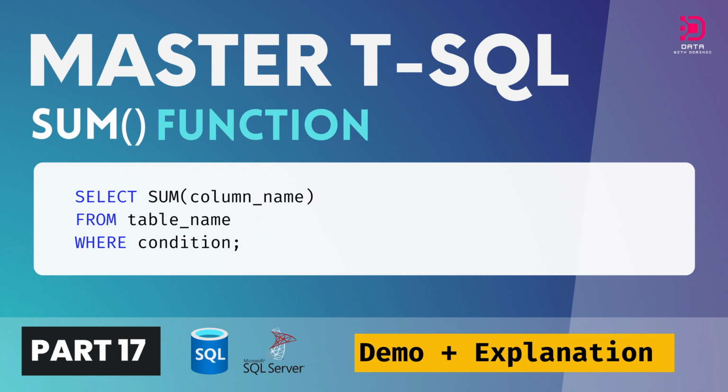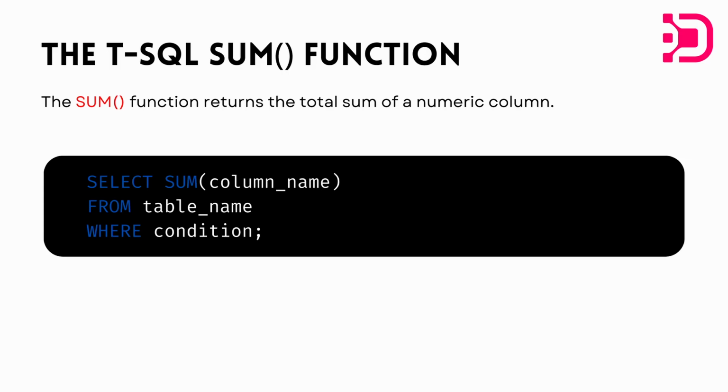This is, I think, the fourth video in this series of videos where we look at the functions that are available to us in T-SQL or Transact-SQL, and it's the second numeric function we've looked at so far. The first one being the average or AVG function, and as the name suggests, numeric functions can only be used on numeric columns. So let's just dive into the sum function to understand what that means.